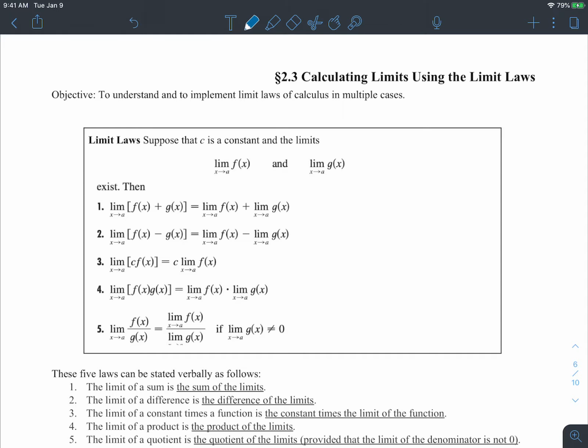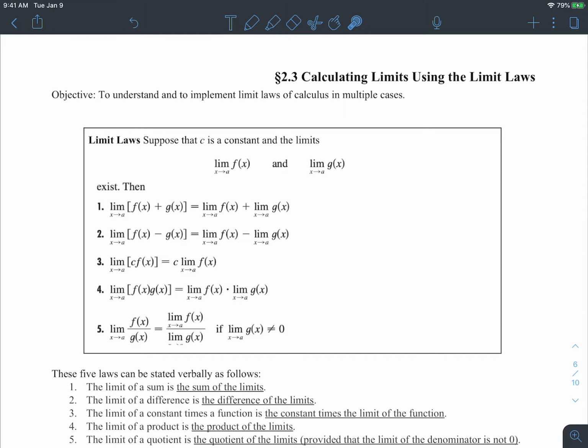This is a lesson on 2.3, calculating limits using the limit laws. Our objective is for you to be able to understand and implement the limit laws of calculus in multiple cases, and we'll talk about what that is. And on your notes, this should be there.